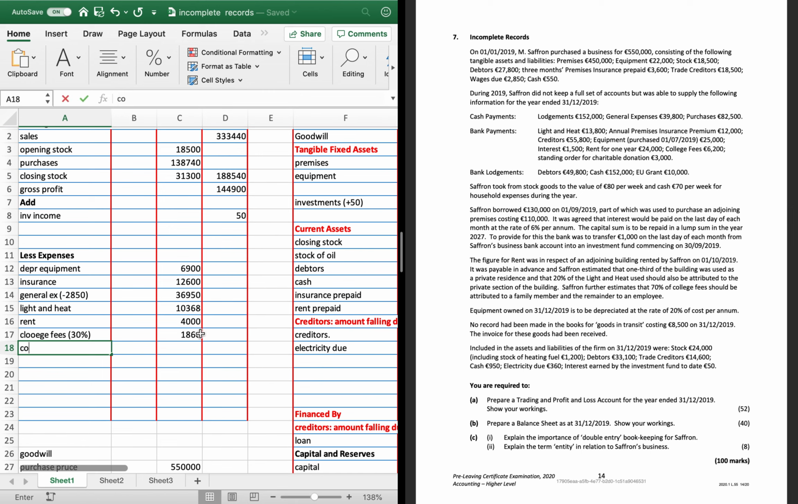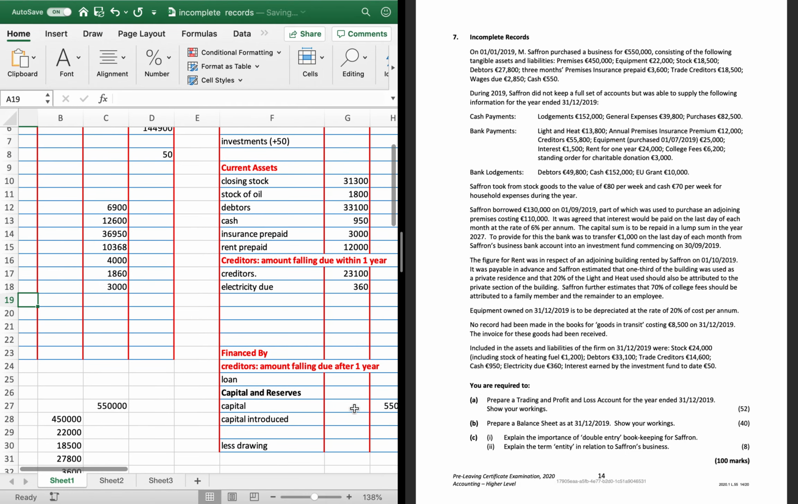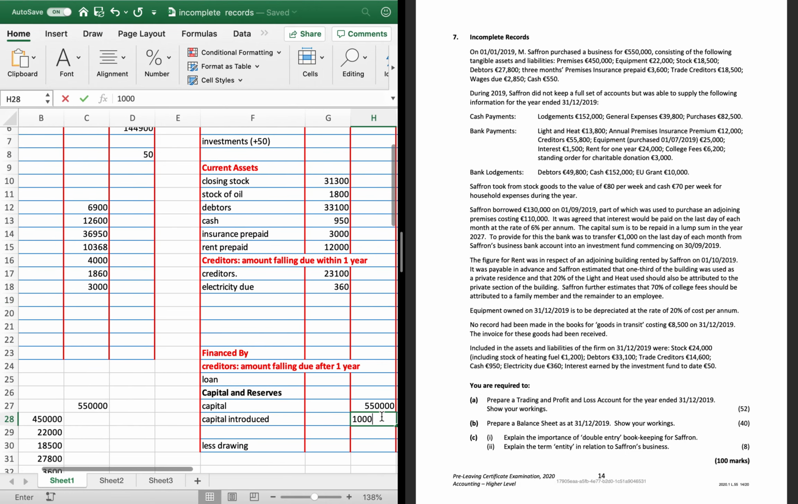Standing order for charitable donation, that's your covenant. There can't be drawings in that. And that is 3,000. So you're giving 3,000 each year. Debtors is done, cash is done, and the EU grant is capital introduced. So we're nearly there. We just have our loan, our loan interest due, and bank to get done.